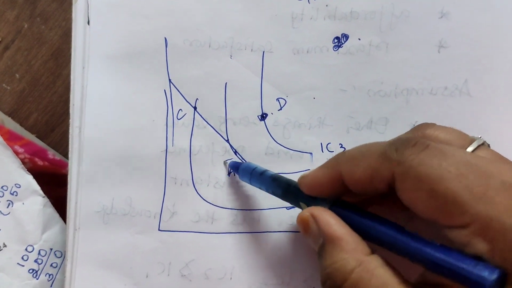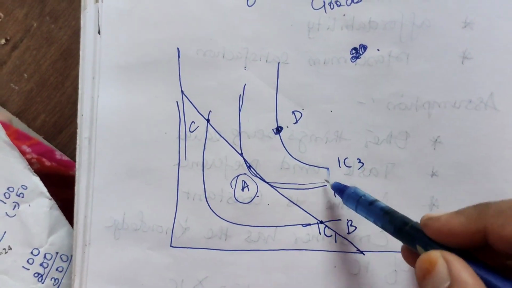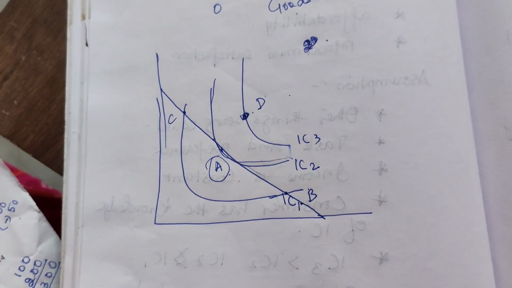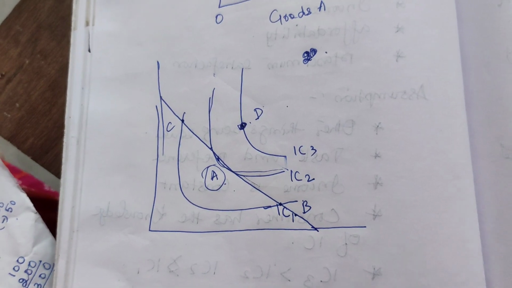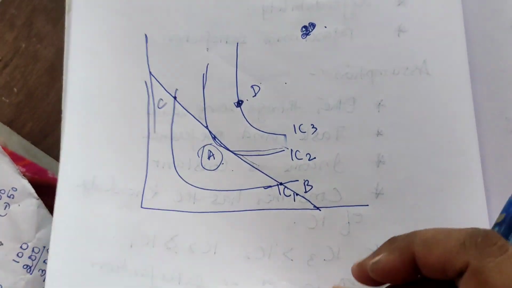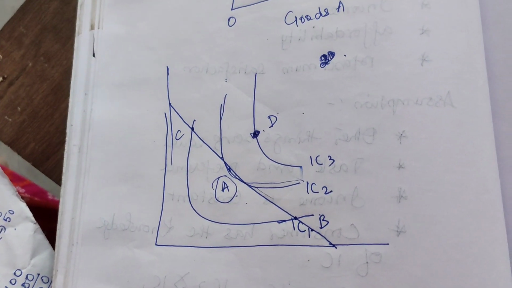After this, A is the optimal choice of a consumer, as the indifference curve and the budget line are tangential, so the consumer can get the maximum satisfaction. The same story you need to write down here as I have told. As per that you will get very good marks for the optimal choice of the consumer.